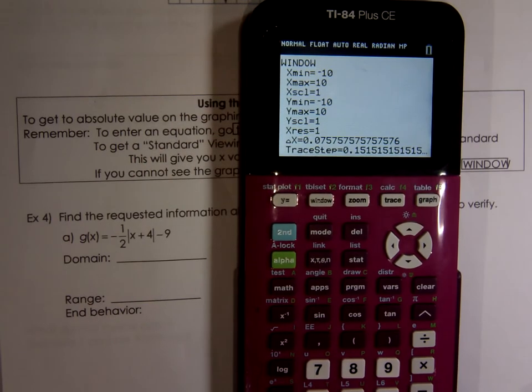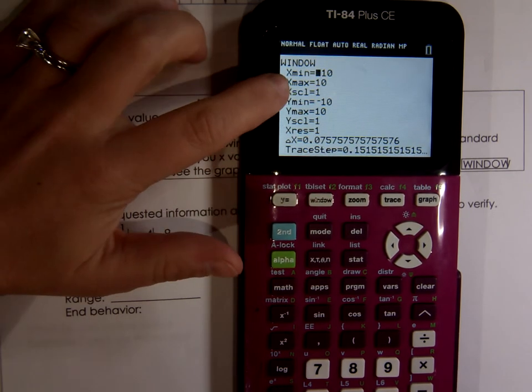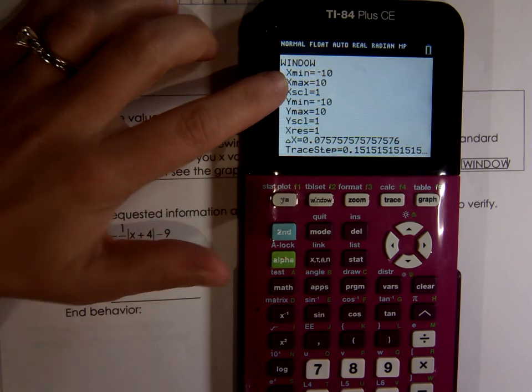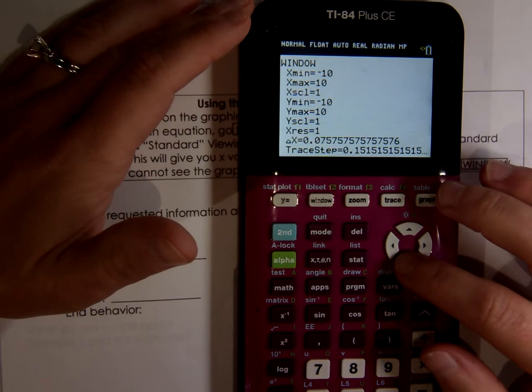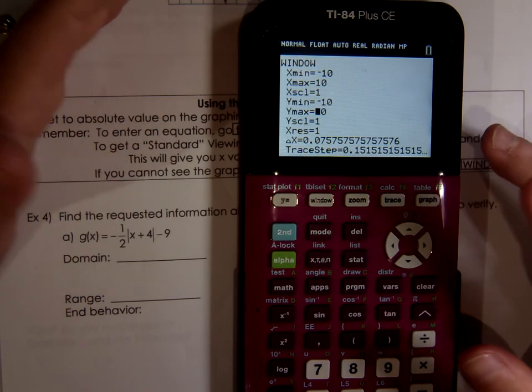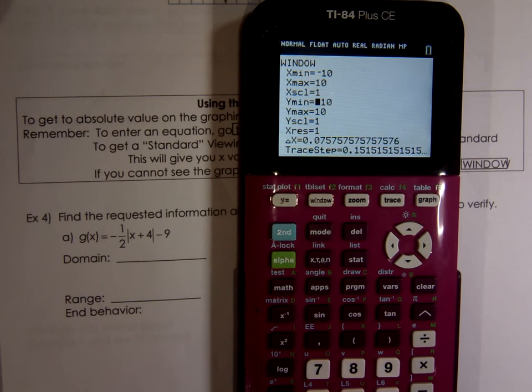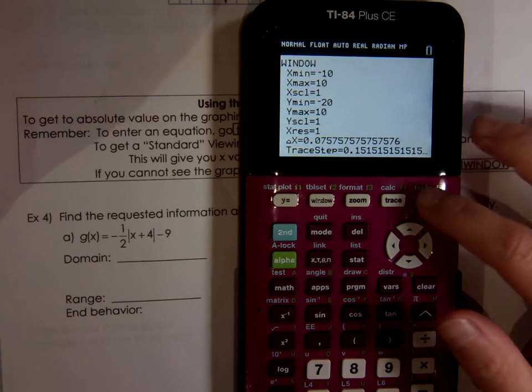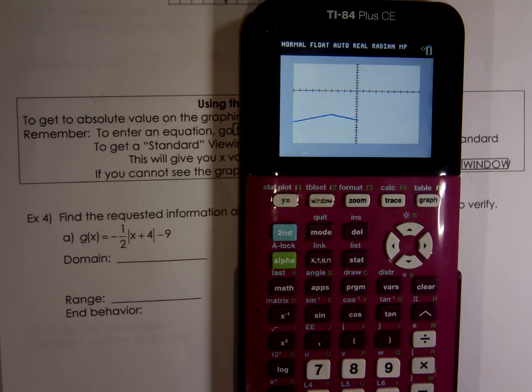So I would probably recommend that you adjust the window. We do want our x values to be going to -10. That's probably a really good thing. But the problem was our y values. We don't need our y maximum to be 10 necessarily, but our y minimum might need to be adjusted. So I'm going to change that to -20. And let's see what happens. That's a lot nicer. We can see our absolute value. It's a very stretched out absolute value graph, but we can definitely see that. Okay, so this is what our graph looks like.